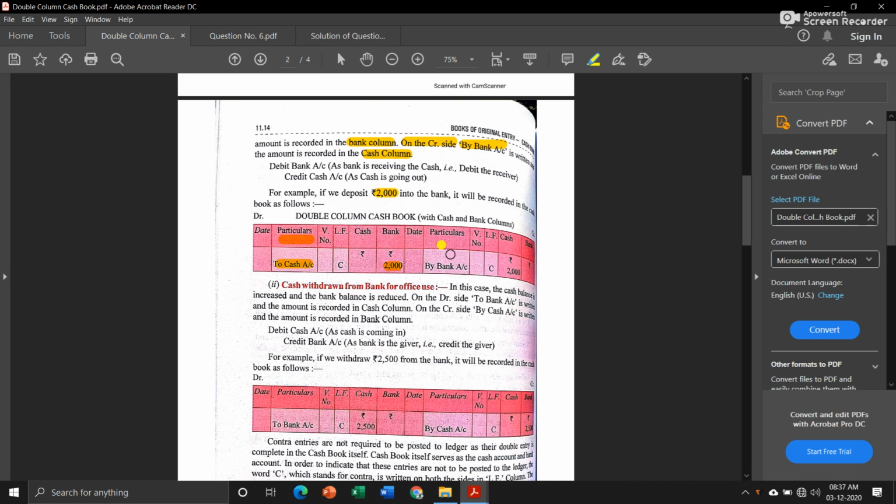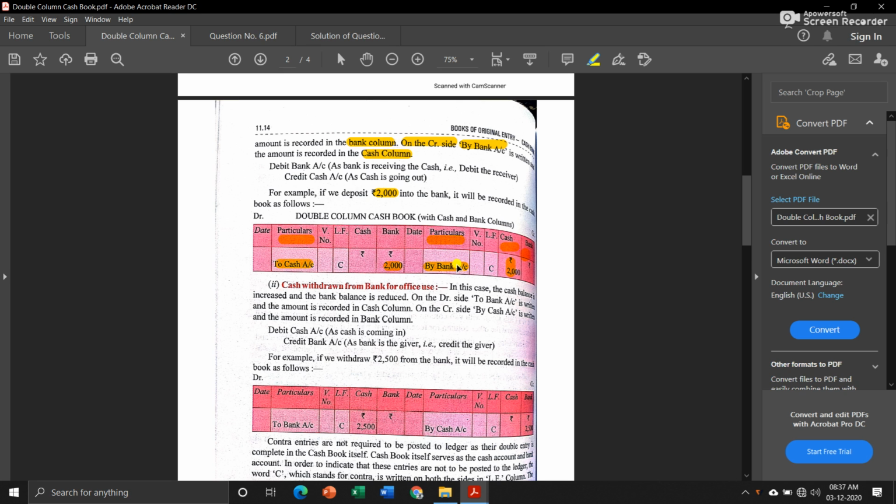And on the credit side, it is the payment side. Now we will see who is making the payment. Is it cash or is it bank? It's cash. Cash is making the payment, so we will record the amount in the cash column, and here we will write by bank account because bank is the receiver.